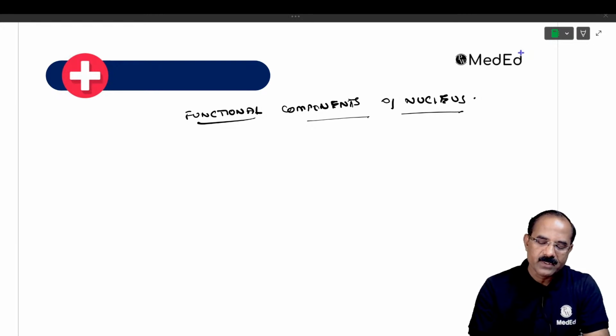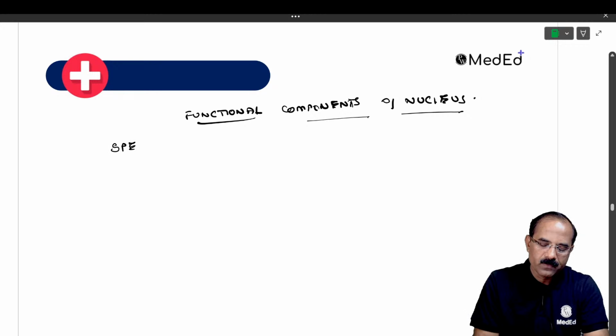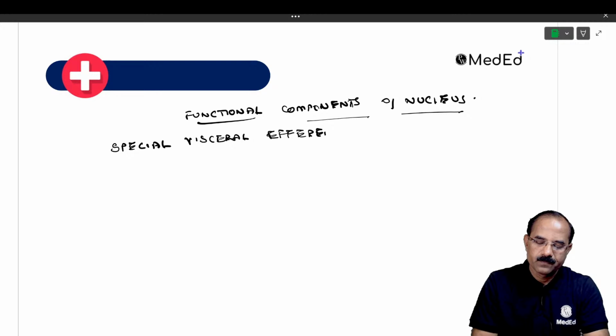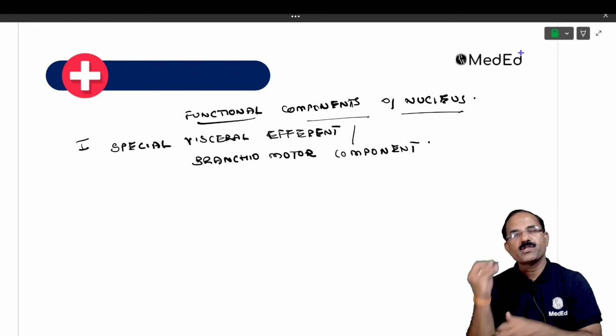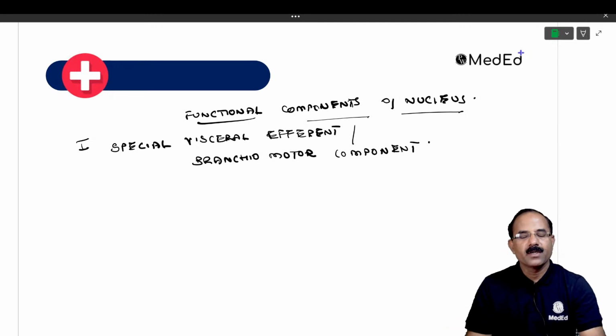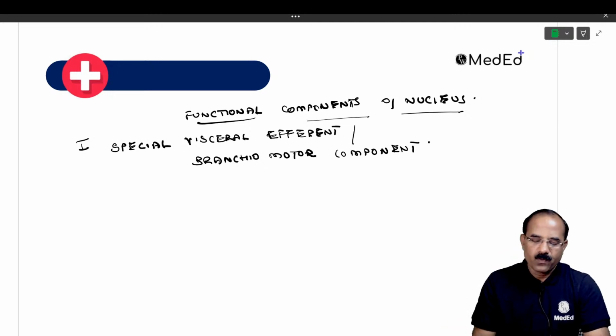So what is the name of this component? This component is known as, just write with me, special visceral efferent. It is also known as the branchiomotor component. Special visceral efferent or branchiomotor component. Not general, children, it is special. What does this component supply?